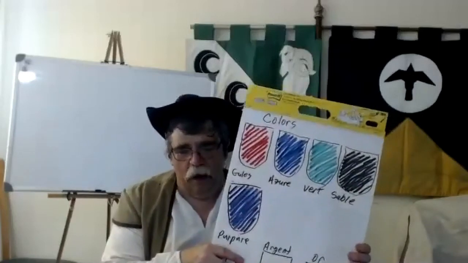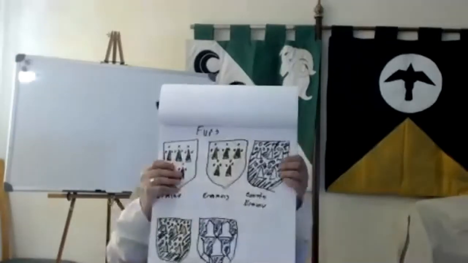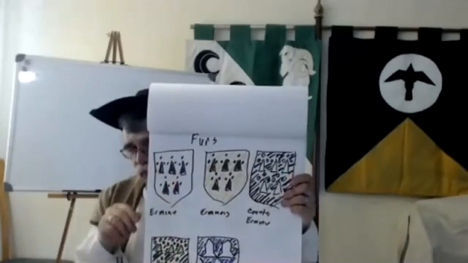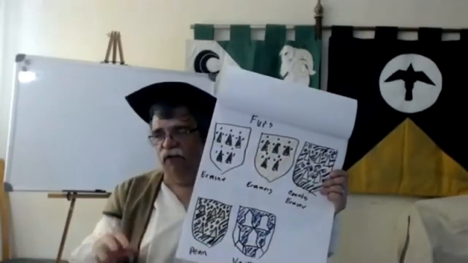Now, you can also have what are called hybrid fields. And hybrid fields are, excuse me a minute here, I've got them in the wrong place, are what we call furs. Now, these are supposed to represent various aspects of furs that were coming.